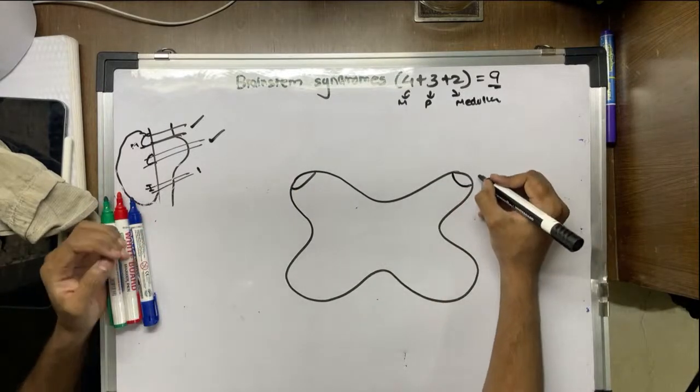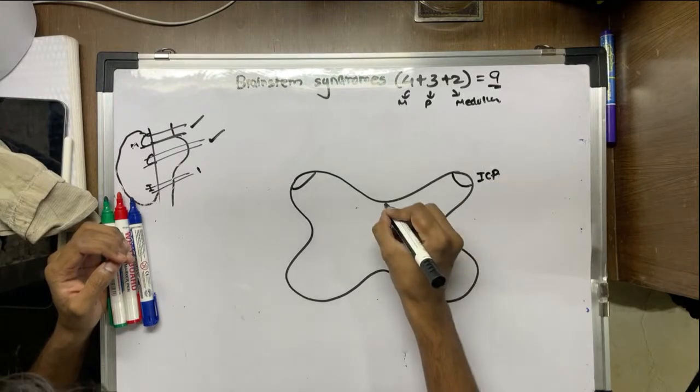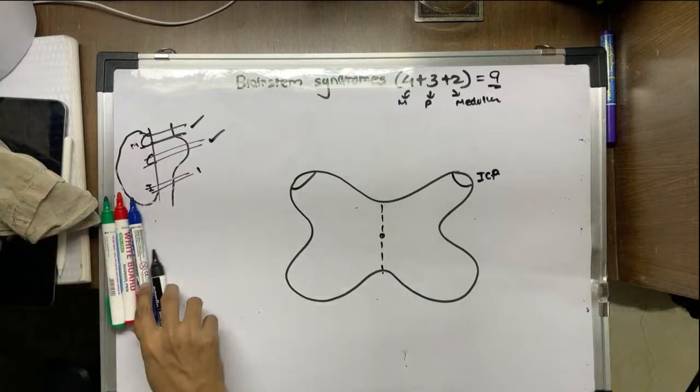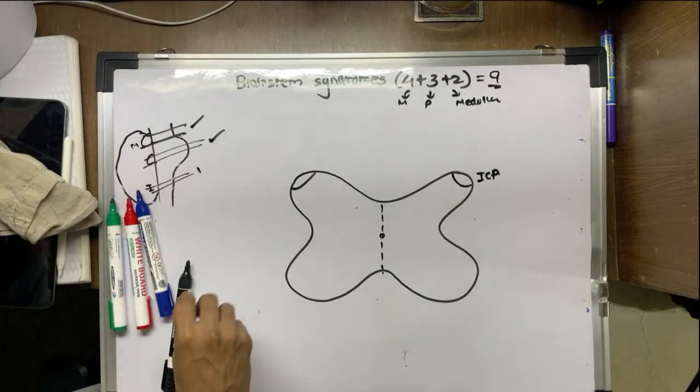What is this? Inferior cerebellar peduncle. Now you have to draw the midline so that it gets easy for you to understand what is what.